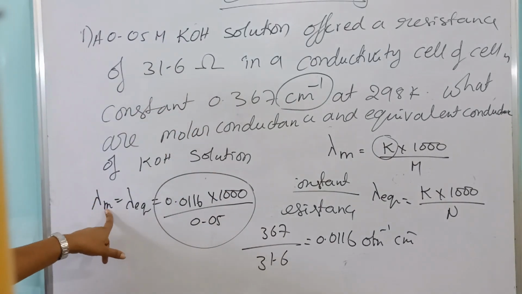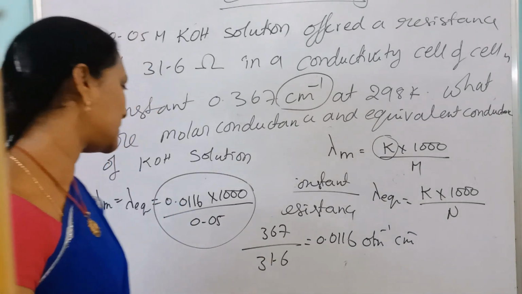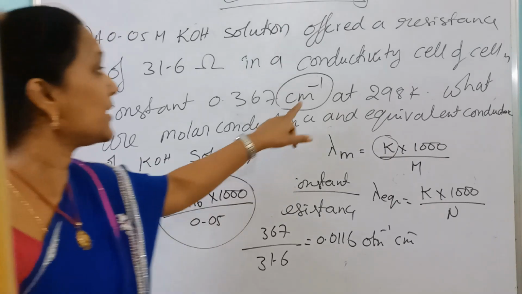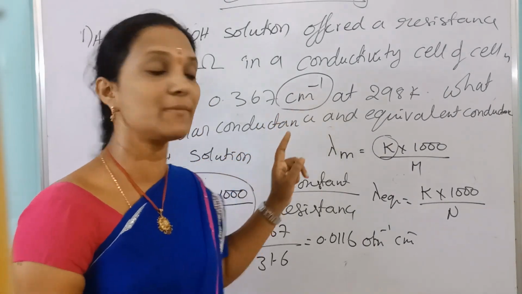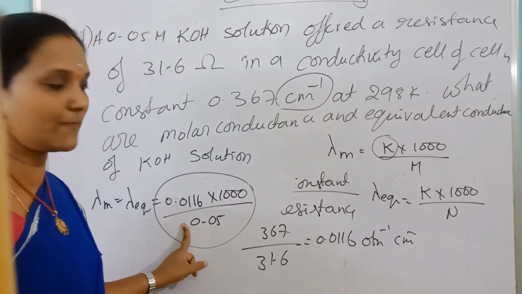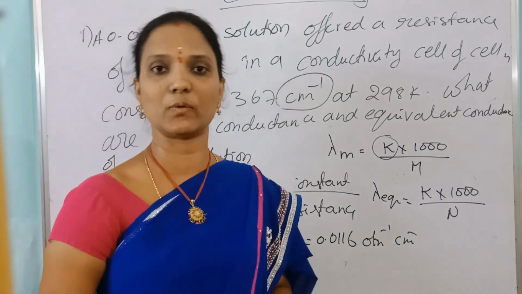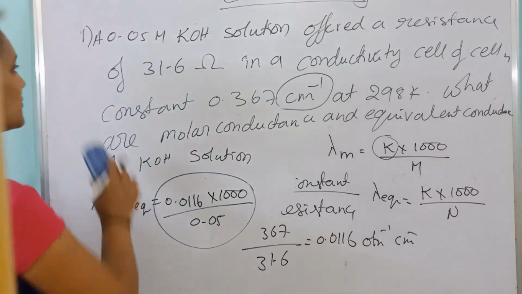So it is equivalent conductance or molar conductance. Both are similar. So just K into 1000 by molarity. Why into 1000? Because centimeter is given. If meter is given, it would be by 1000. So now into 1000 formula we have to use. It is the molar conductance or equivalent conductance. Okay, so come to the next problem.